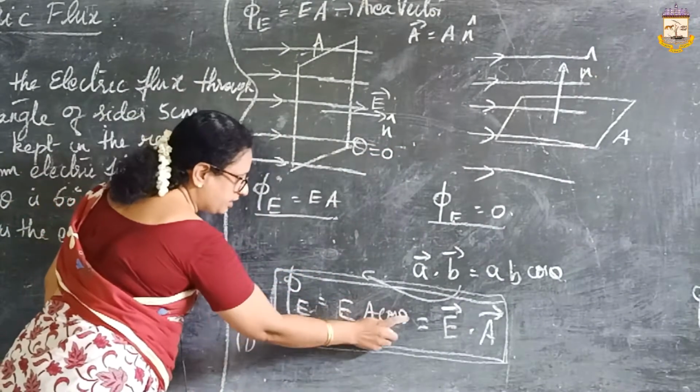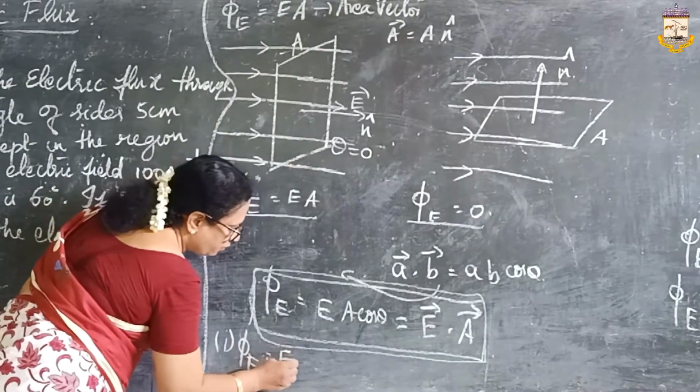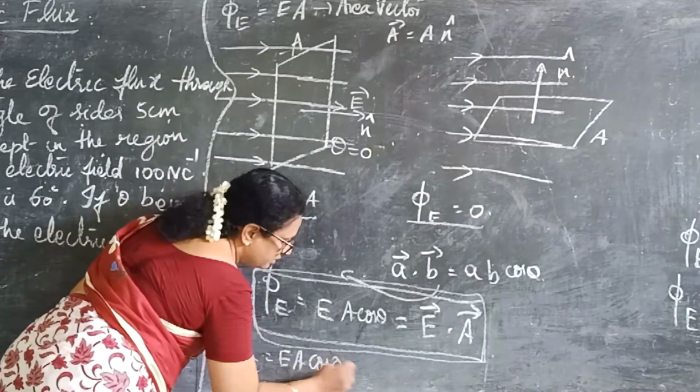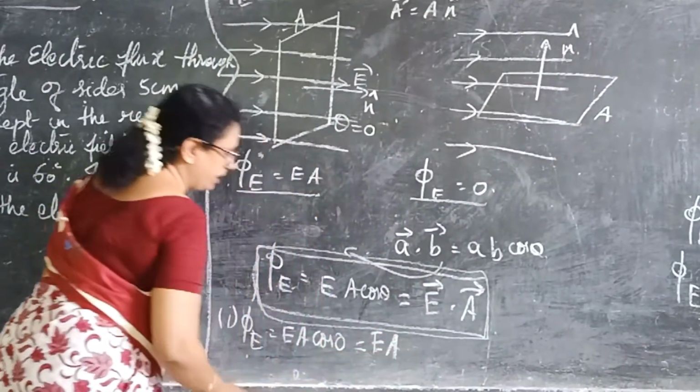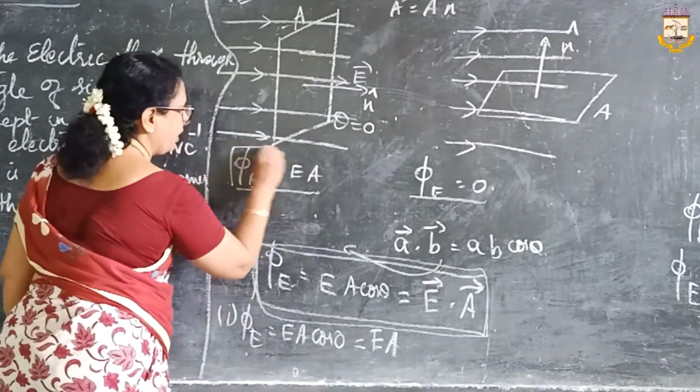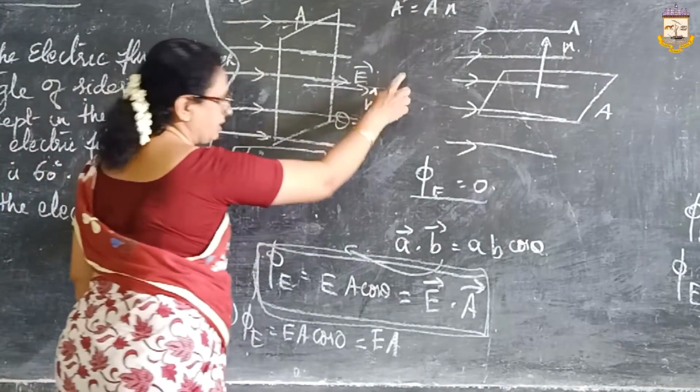So you just apply this theta here. We will get phi E is equal to EA cos 0. So cos 0 is 1. So we have EA. So phi E is equal to EA, which we already wrote for the first case. Now take the second case.